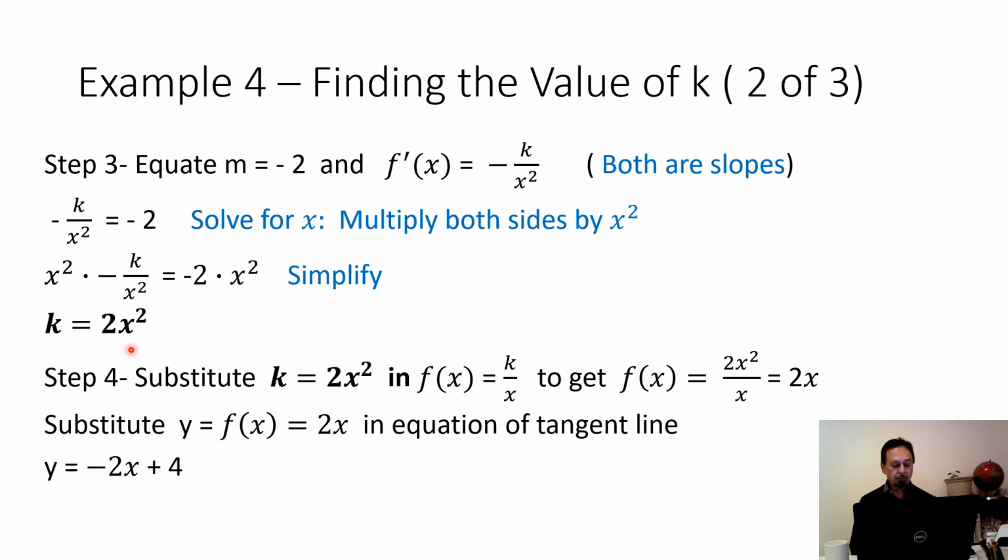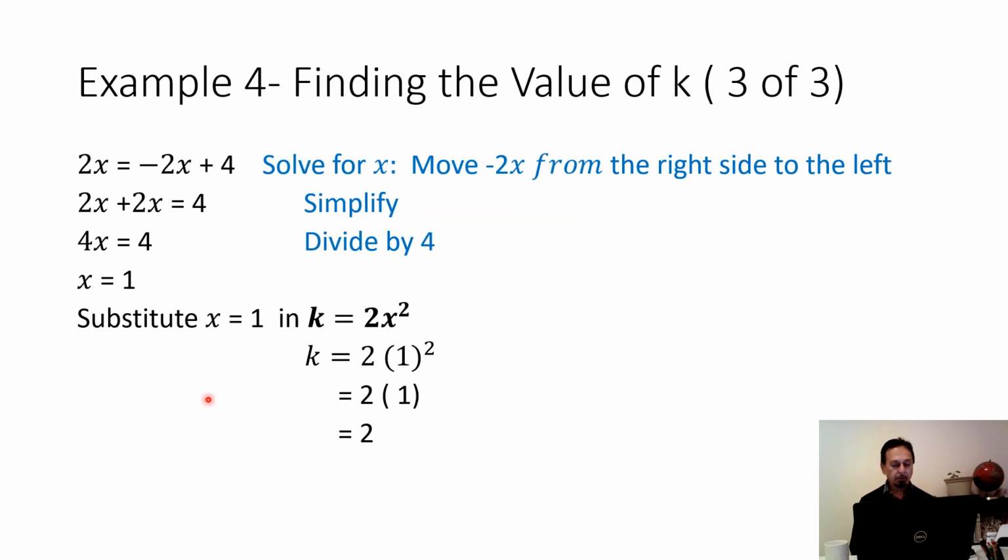Now we substitute k equal to 2x squared in the equation of the function, f of x equal to k over x. So this becomes f of x equal to 2x squared over x. Now this can be simplified to 2x. We take this as the value of y, y equals 2x, and substitute in the equation of the tangent line, y equals negative 2x plus 4. So we now have the equation 2x equal to negative 2x plus 4.